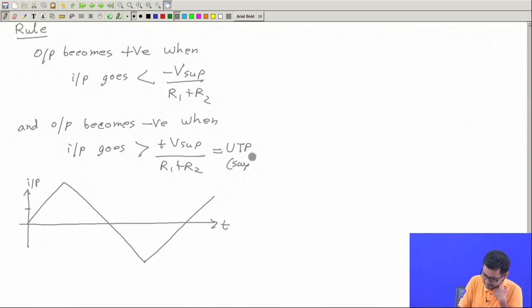Say, and let me call this value, the negative V supply multiplied by R1, as LTP, the lower trigger point. Okay. So, let me denote this height, say this height is same as this UTP. Okay, and say this height is LTP, right?